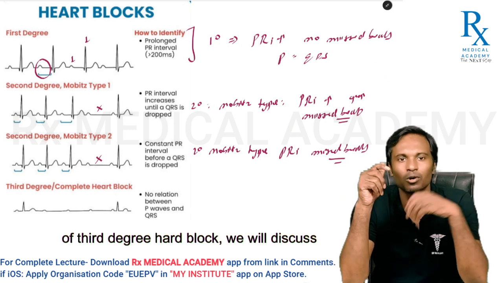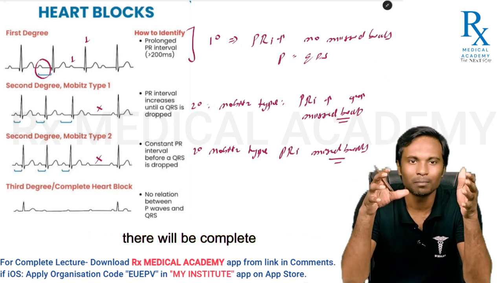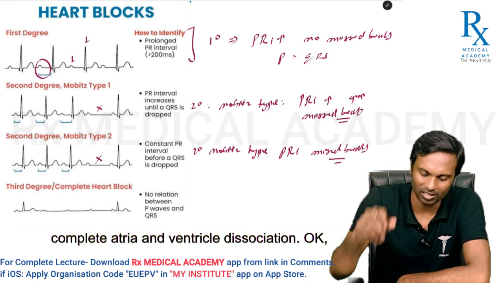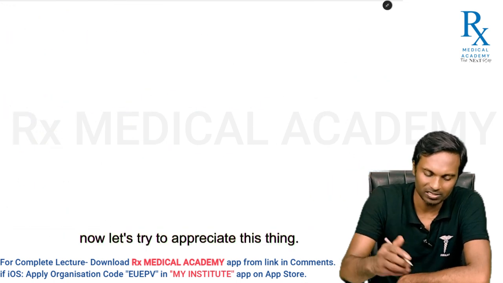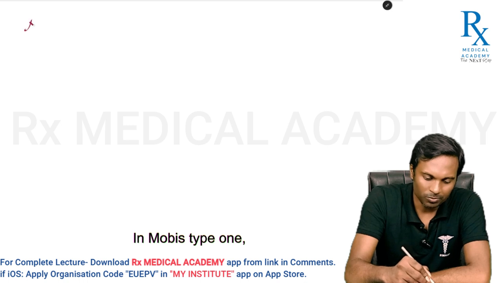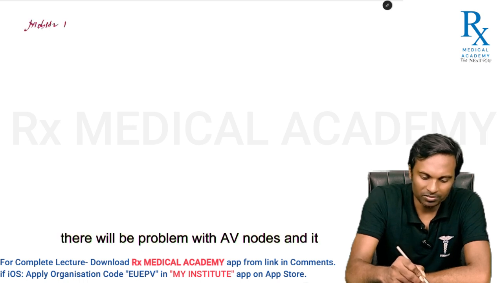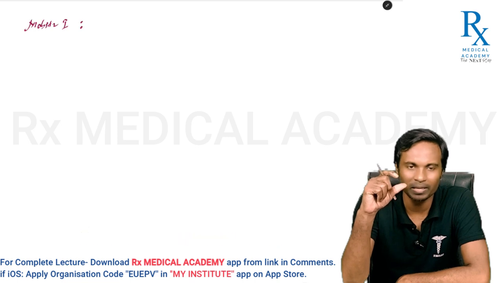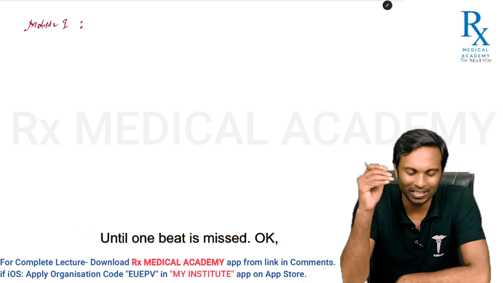Whereas in case of third degree heart block, we will discuss, there will be complete malfunction of AV node resulting into complete atria and ventricle dissociation. Okay, now let's try to appreciate this thing. In Mobitz type 1, there will be problem with AV nodes and it will result into progressive prolongation of PR intervals until one beat is missed.